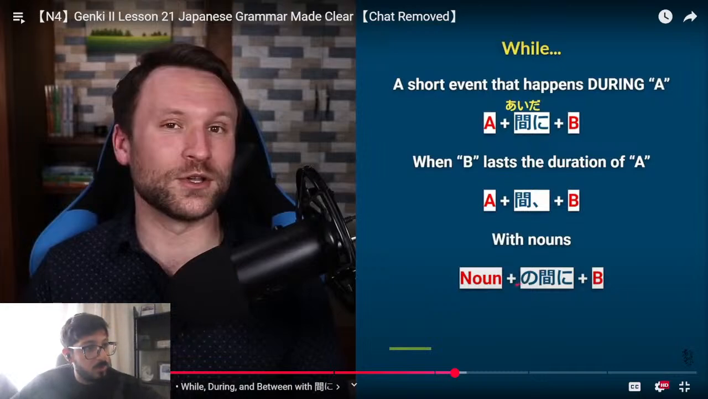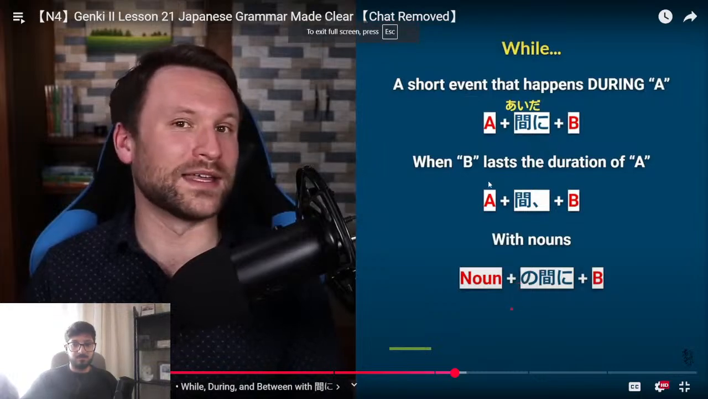So, 地震の間、僕はテーブルの下に隠した, or 隠れた. So we remove the ni. Because it's the same, I hid in the table for the whole duration of the earthquake. Okay, now I understand better the difference between these two. Okay.